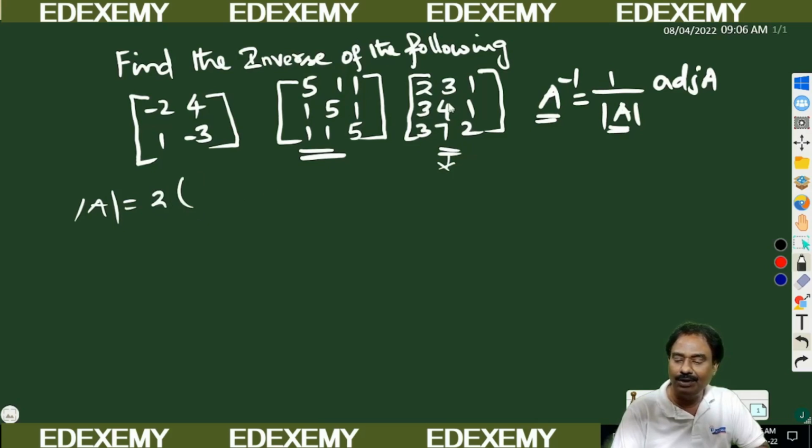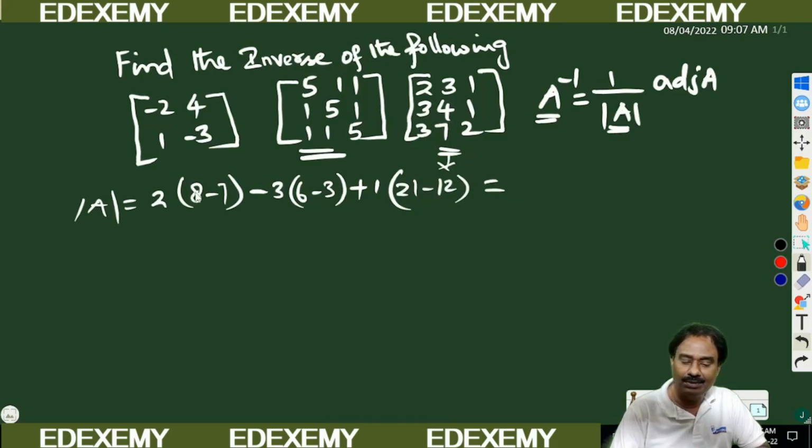Expanding through R1, 2 into 4 into 2 is 8 minus 7. You know how to find the determinant value. Minus of 3 into, you leave that row and column. Now 3 into 2 is 6, 6 minus 3. Plus 1 into, leave that row and column. 7 into 3 is 21 minus 12. 3 into 4 is 12.